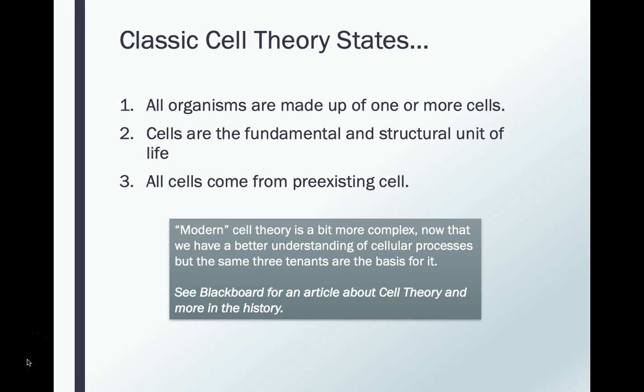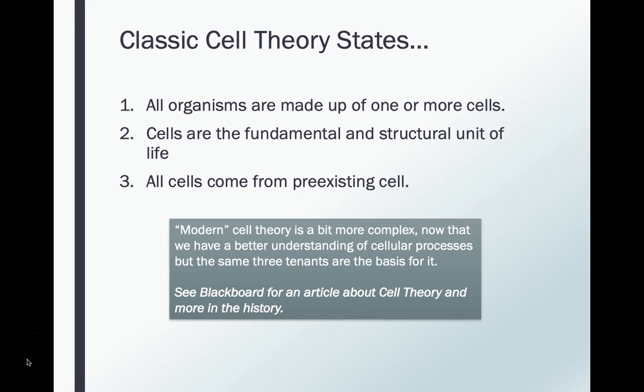We also see that cells are the fundamental and structural unit of life. This is another way of saying that cells are the smallest unit. Nothing smaller than a cell. An individual organelle cannot perform all of the duties required for living organisms. And then finally, all cells come from pre-existing cells. So you have to have a parent cell to produce another cell.